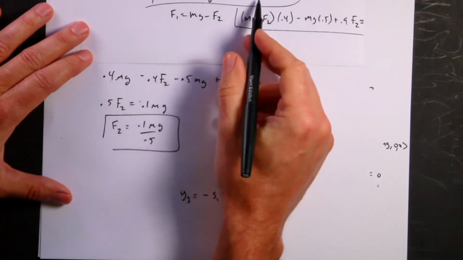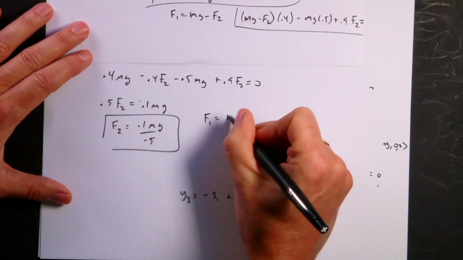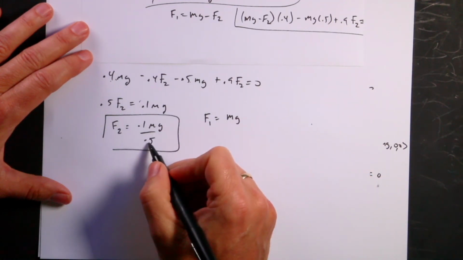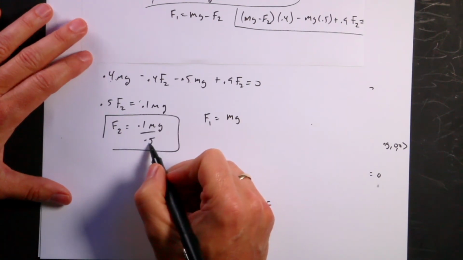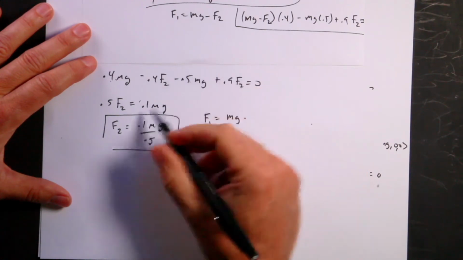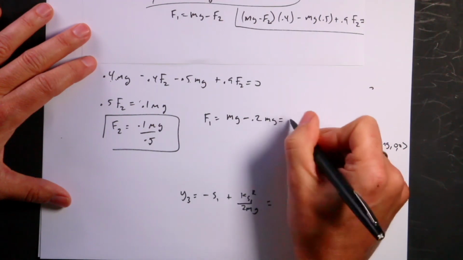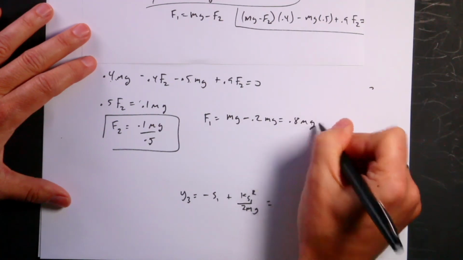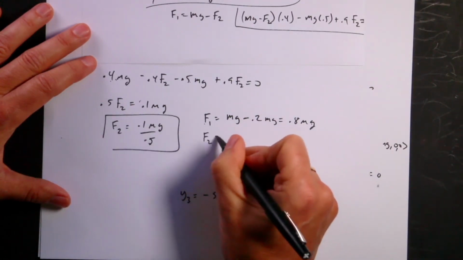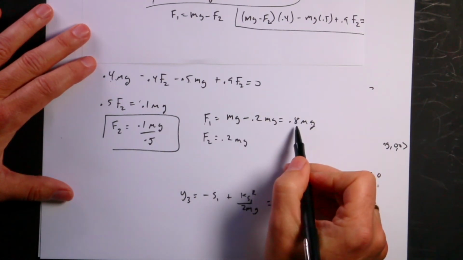Now I can use that with my other equation, F1 equals mg minus F2. This is dividing by a half, so it's like multiplying by 2. So this is going to be mg minus 0.2 mg, which equals 0.8 mg. So F1 is 0.8 mg, and F2 equals 0.2 mg. So which one's greater? F1's greater.